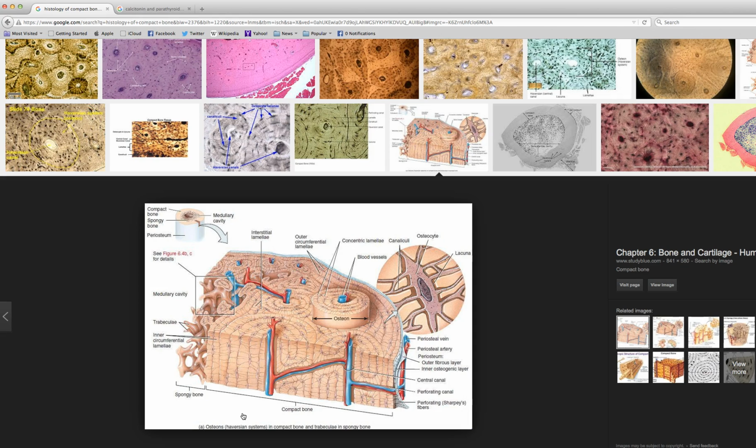So genic means producing, osteo means bone. So these are going to be the bone cells that undergo cell division, and they are going to turn into osteoblasts. So these are essentially like bone stem cells. So they are going to turn into osteoblasts.